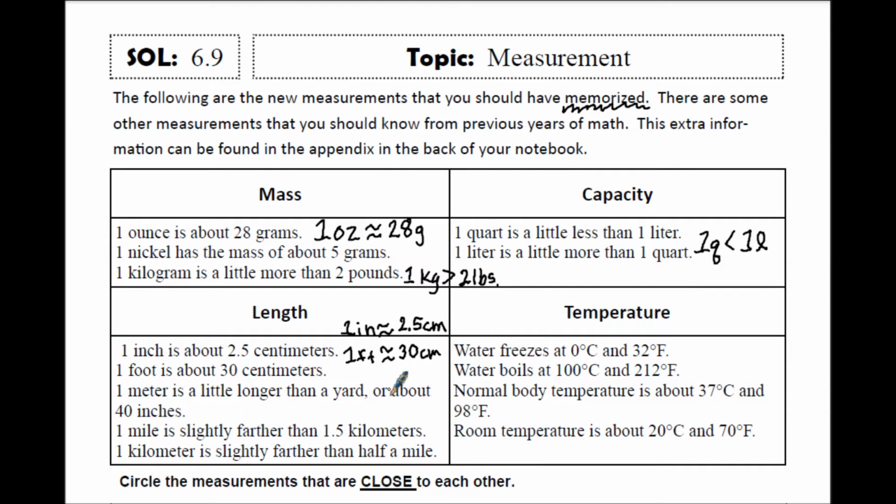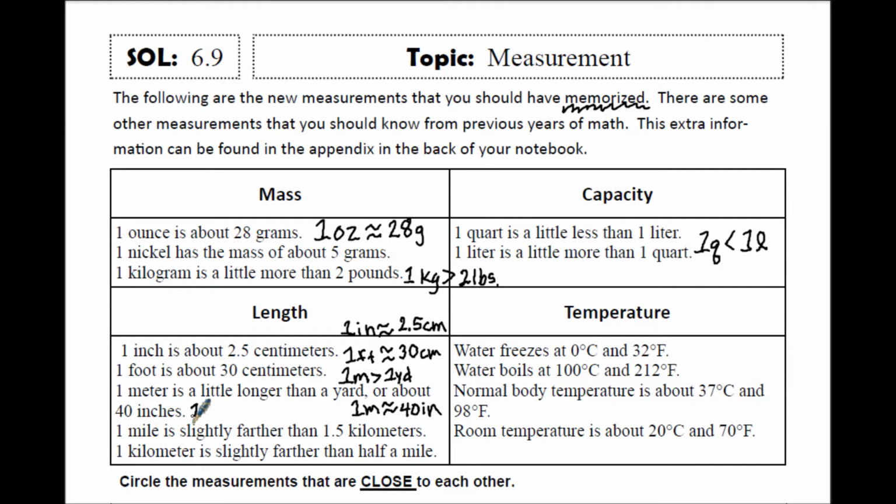1 meter is a little longer than a yard, or about 40 inches. So 1 meter is a little bit longer than a yard. And we know that a yard is 36 inches, so that's why, and a meter is about 40 inches. So a meter is about equal to 40 inches, and a yard is 36. So we see that the 40-inch long meter is a little bit longer than the 36-inch long yard.